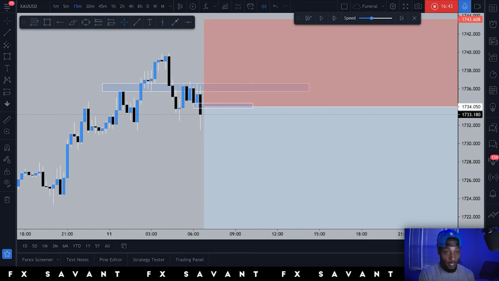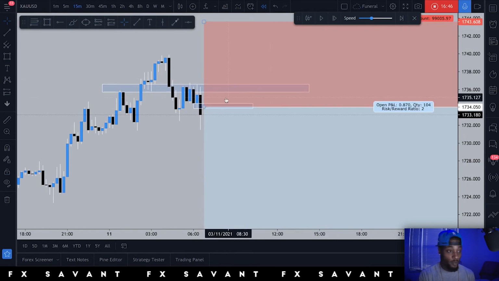Really, the signal was at 1735. That's just the spot that I was able to enter because I entered a little late. I was clicking some things on my phone and it wouldn't let me enter. But I got in here. Really, all this area is where we want to get in.